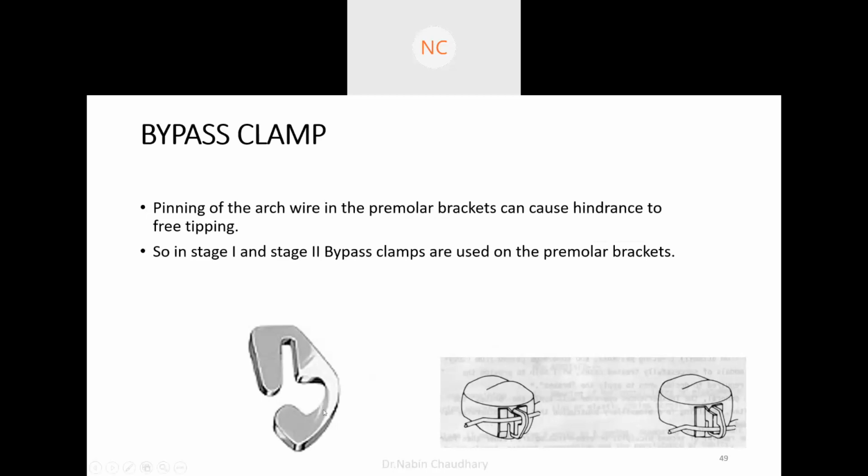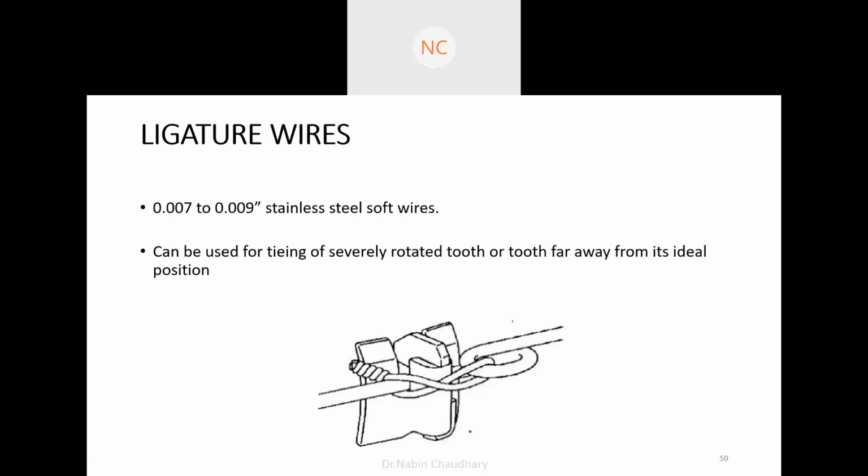So another component is the bypass clamp, and it is generally applied on the premolar brackets, because during stage 1 and stage 2, when the pinning of the archwire is done in the premolar bracket, it may cause hindrance in the free tipping. So in stage 1 and stage 2, the bypass clamp is used in the premolar bracket, so that it does not allow the hindrance of the free tipping of the premolar.